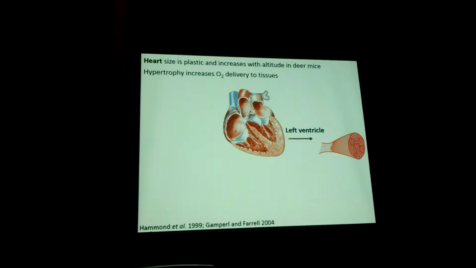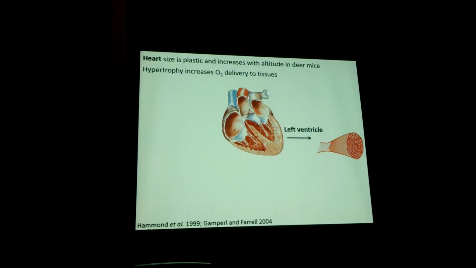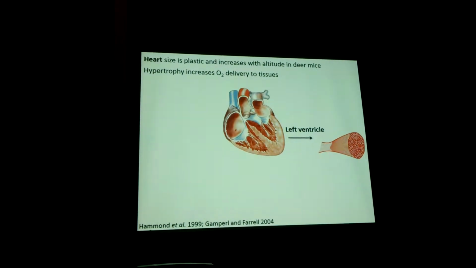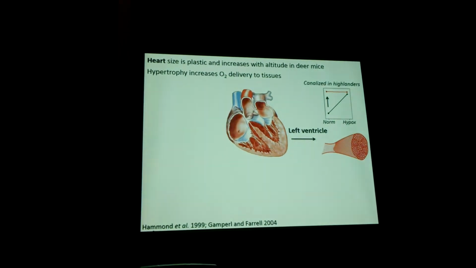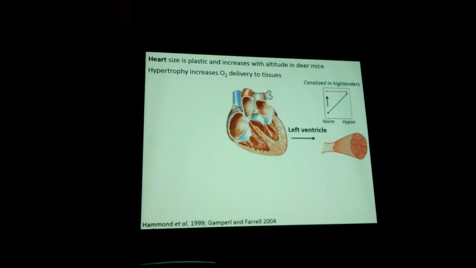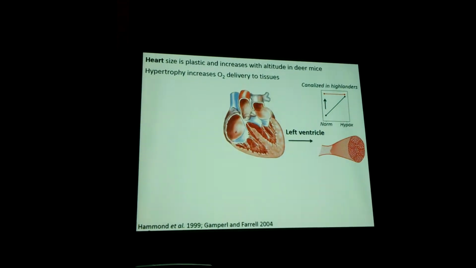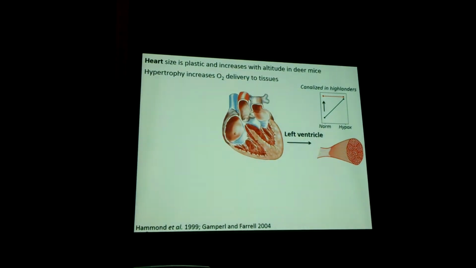So if you remember from your heart anatomy, this muscular region here is the left ventricle. It pumps oxygenated blood to tissues that need oxygen, like skeletal muscles, so the animal can do work. And because this hypertrophic increase should be adaptive, should increase oxygen delivery to tissues, we expect that ancestrally plastic responses of this ventricle should be canalized in highland populations that specialize under hypoxia.